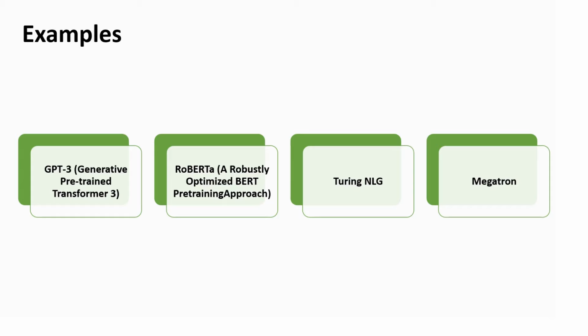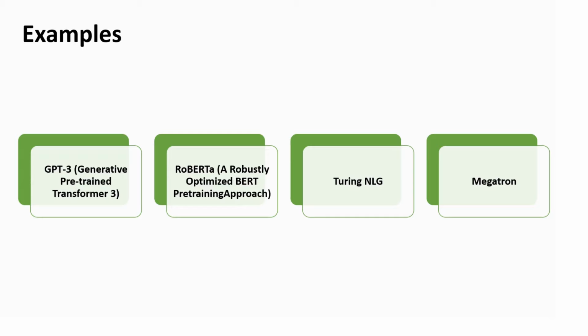Second is a robustly optimized BERT pre-training approach that is called RoBERTa. This offers cutting edge performance on a variety of downstream NLP tasks by streamlining the pre-training process. Microsoft created the Turing NLG model, which has 17 billion parameters. It is meant for jobs requiring natural language generation, such as text generation and text completion.